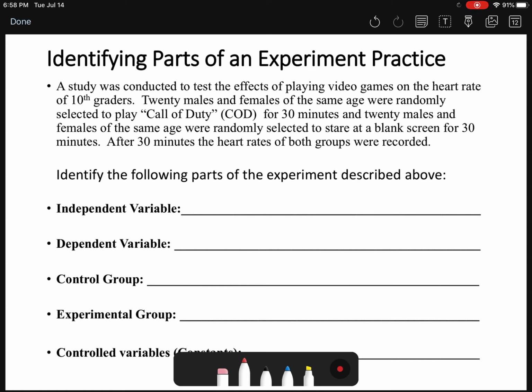But they're going to play that for 30 minutes, and then another group of 20 males and females of the same age were selected to stare at a blank screen for 30 minutes. That sounds like fun, huh? After 30 minutes, the heart rates of both groups were recorded.